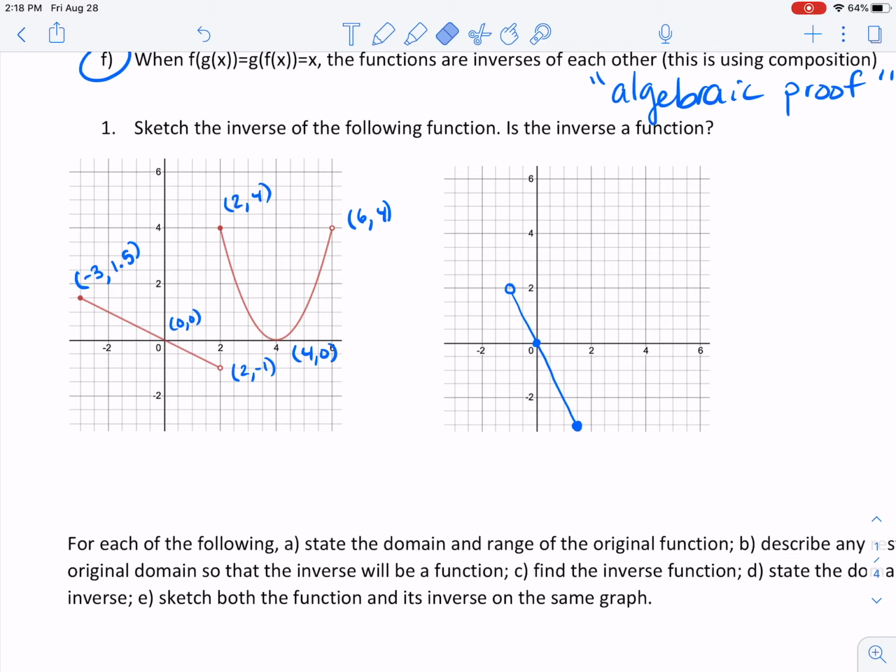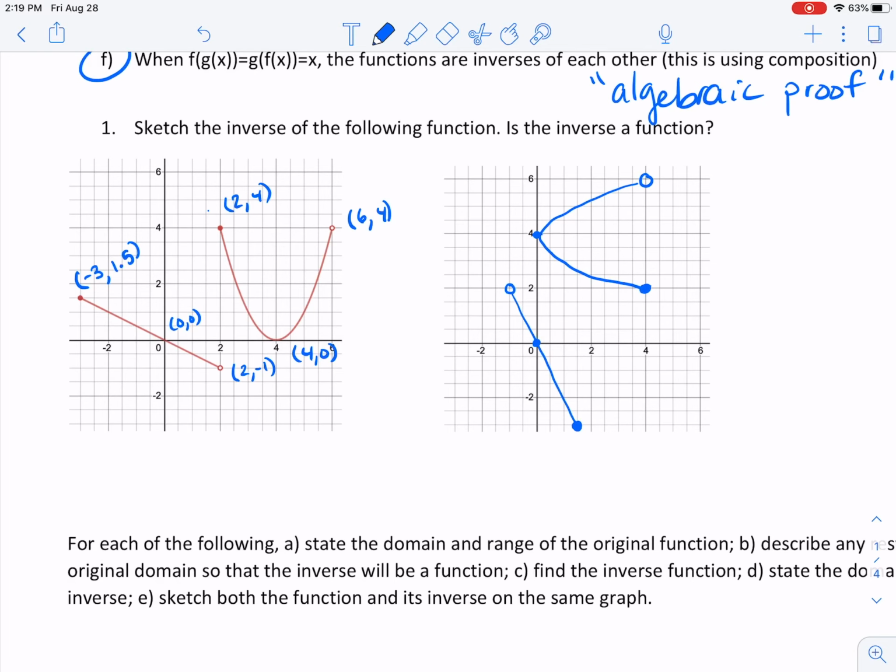Continuing on, instead of the point 2, 4, I now want the point 4, 2, which is going to be here, and this is a closed circle. And then instead of 4, 0, I now need the point 0, 4. That's going to be here, and this is a closed point. And now instead of the point 6, 4, I now want the point 4, 6. 4, 6 is over here, and this is an open circle. And so you'll notice, let's see if I can draw something that sort of resembles a sideways parabola. Okay-ish, whatever.